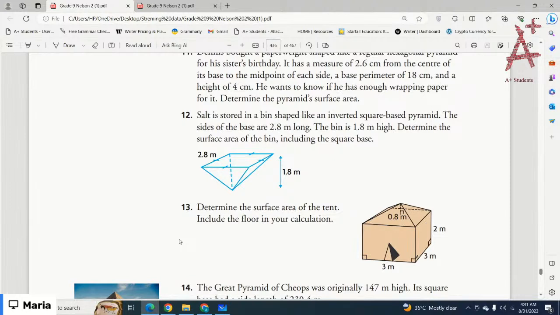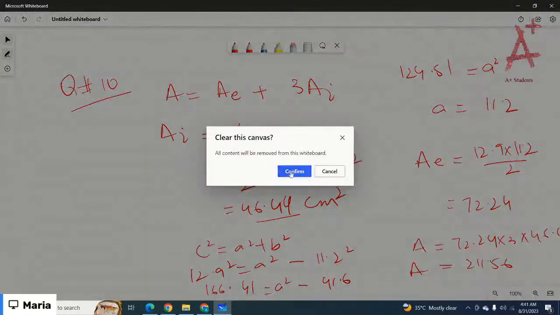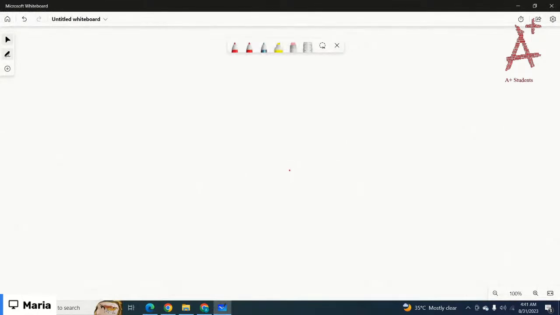Okay, so you have to calculate the area of the square base and 1, 2, 3, 4 triangles. You have to calculate the area of the triangles, right? You have to just add them. It would be area of the square plus the area of 4 triangles, right?